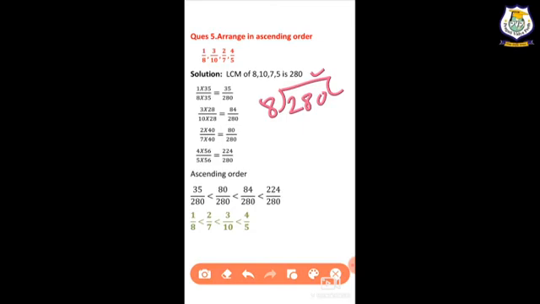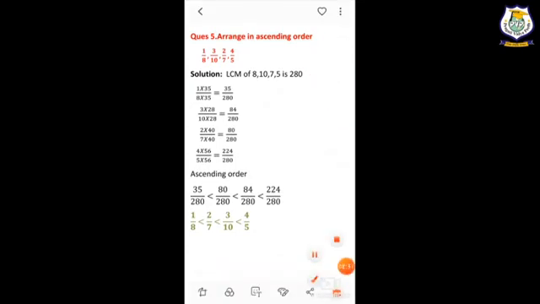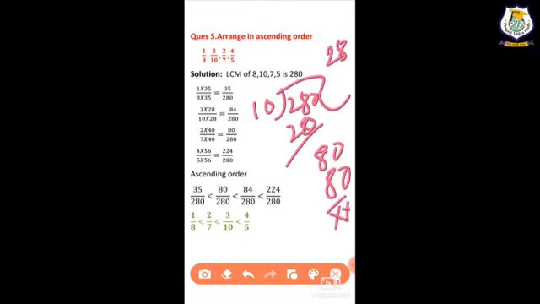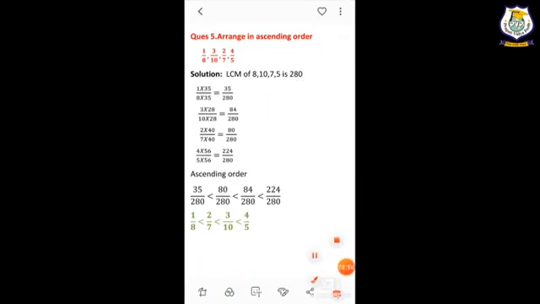Right? 8 3s are 24. 4 is remaining. 8 5s are 40. Right? So it means we will have to multiply numerator and denominator by 35. So it's 35 upon 280. Next 3 upon 10 is there. We will divide 280 by 10. 28. It means we will have to multiply numerator and denominator by 28. So we are getting 84 by 280.